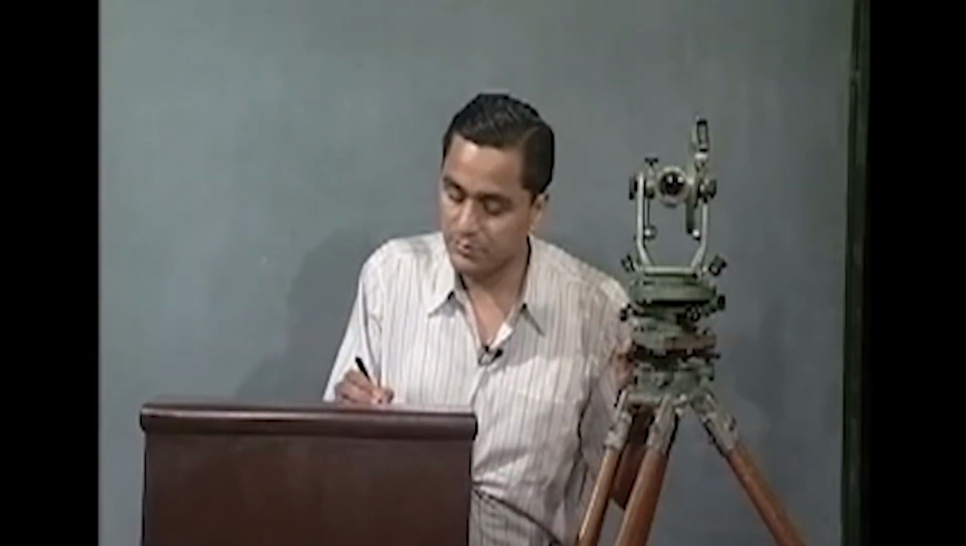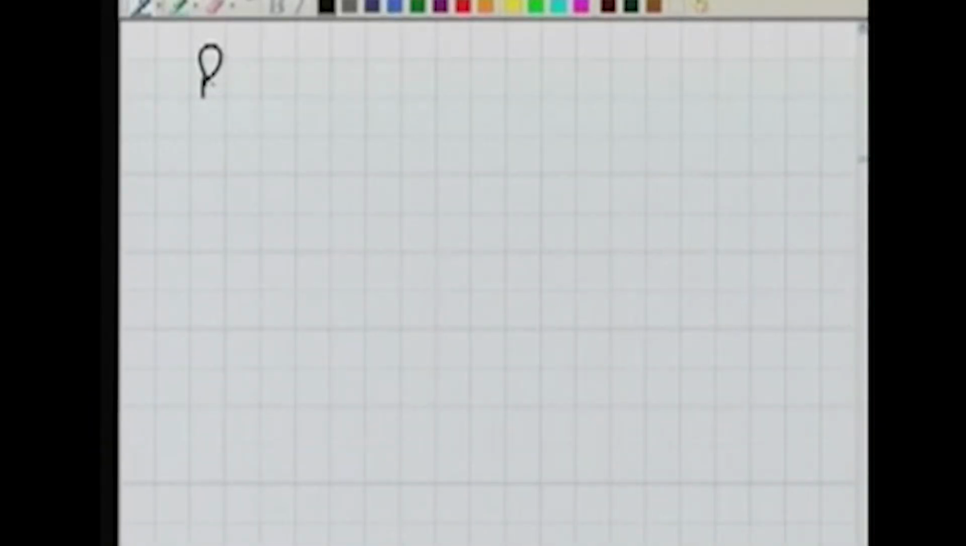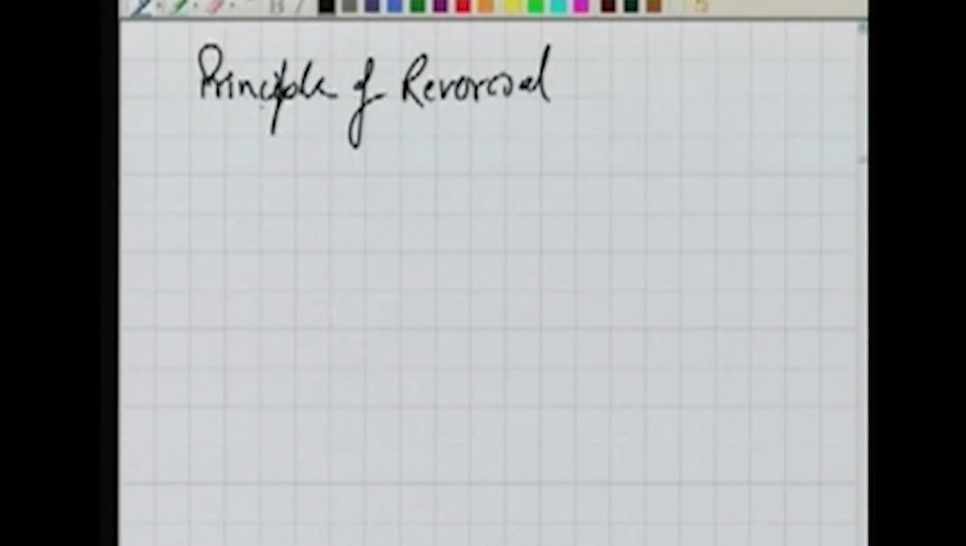Next we are going to talk about some more errors, but before that I will give you a principle of reversal, because we are going to use this principle of reversal henceforth in our adjustments, or also in our strategy that we are making to take readings, mean of face left and face right observation. Why should we go for that kind of thing? So what is the basic principle of that?